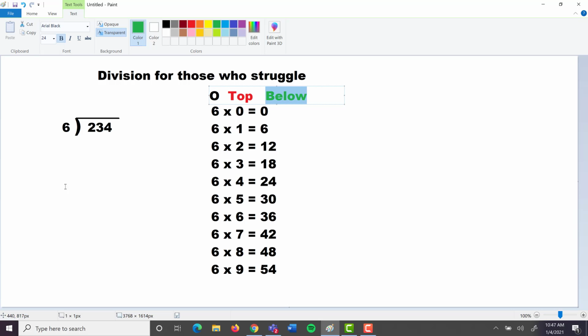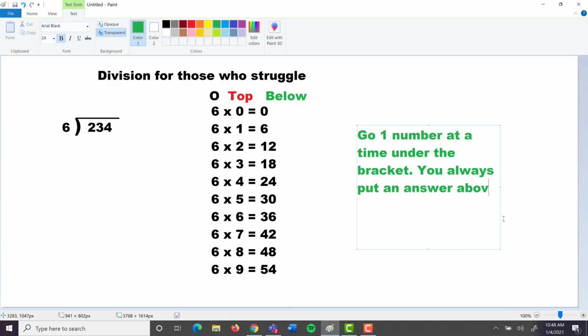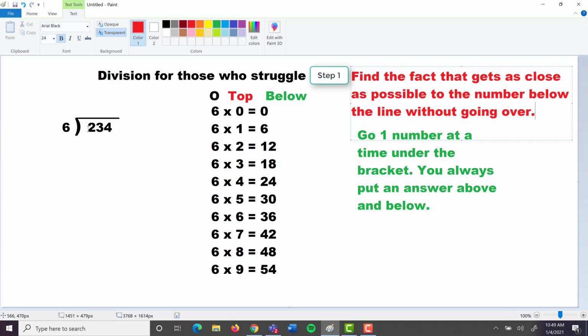We always go one number at a time. You always put an answer above and below. So what we need to do to solve this, we need to find the fact from this list of facts over here that gets as close as possible to the first number under the line without going over it. We have to go only one number at a time under the line. You always put an answer above and you always put an answer below.